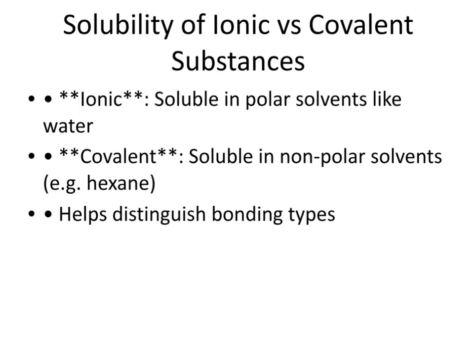Solubility of ionic versus covalent substances. Ionic substances are soluble in polar solvents like water. Covalent substances are soluble in non-polar solvents. Example, hexane. This helps distinguish bonding types. So ionic substances are soluble in water.